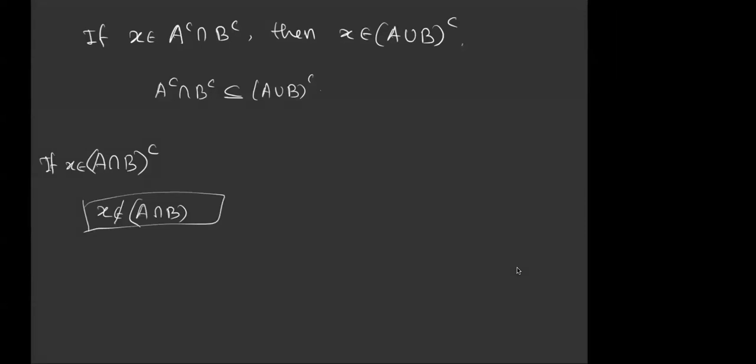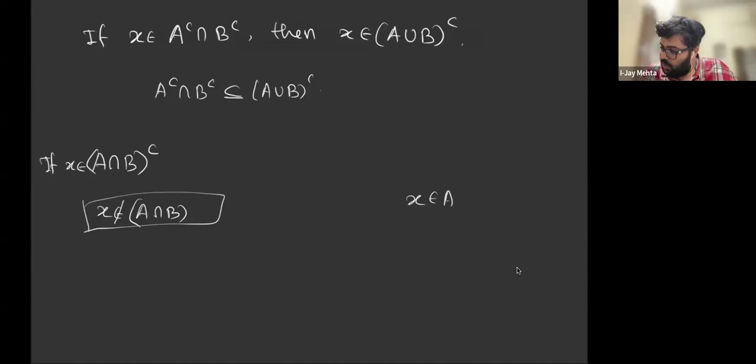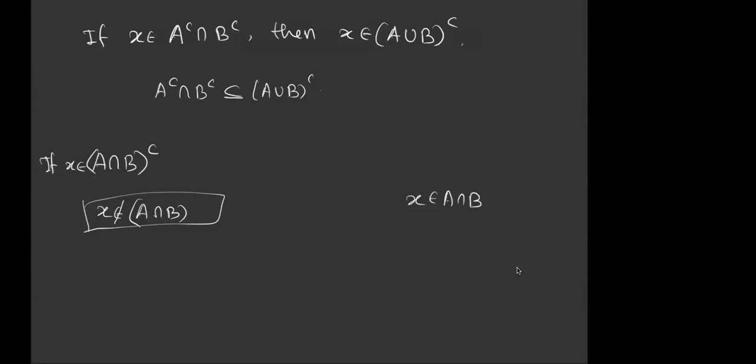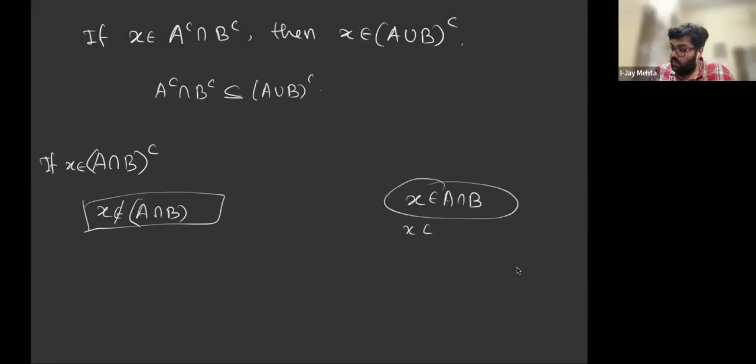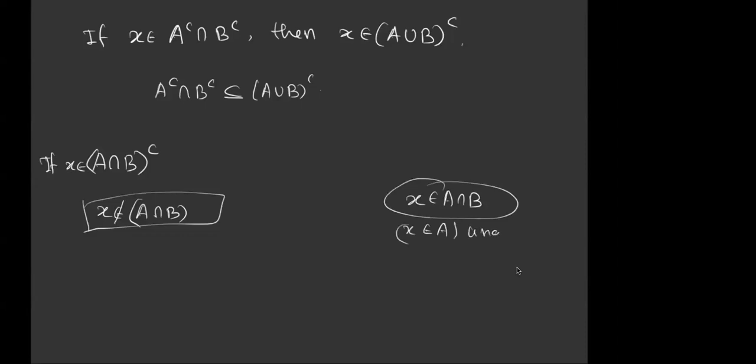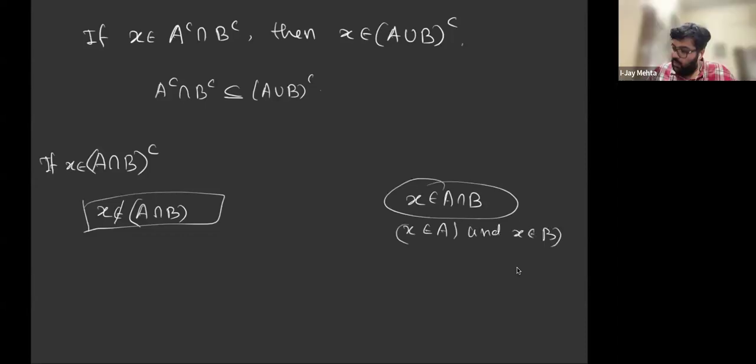Yes, sir. Okay. Now tell me, what does it mean by X belongs to A intersection B? It means X belongs to A and X belongs to B. Yes, very good. X belongs to A and X belongs to B. Now negate this. Here it is belongs to, here it is does not belong to. So negate this.